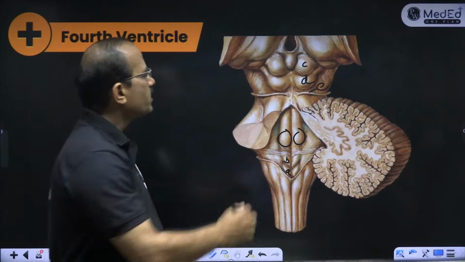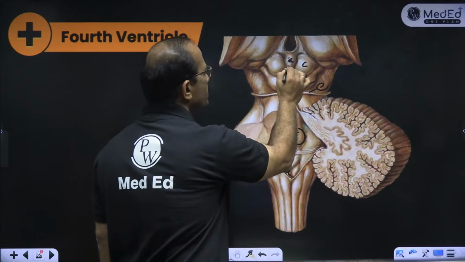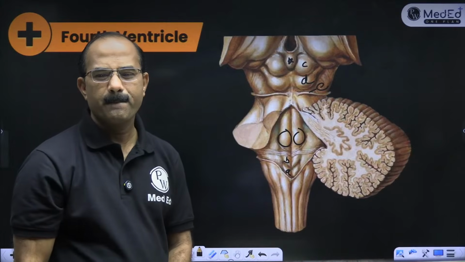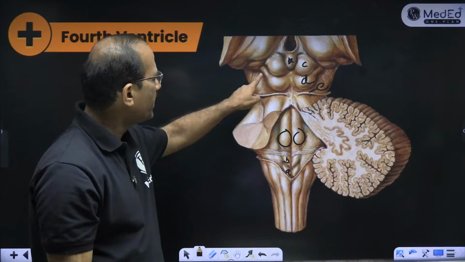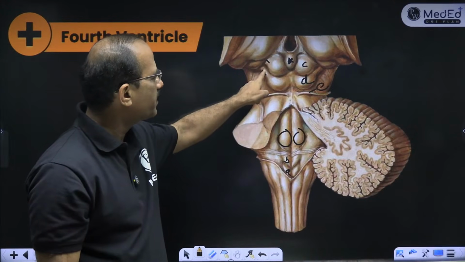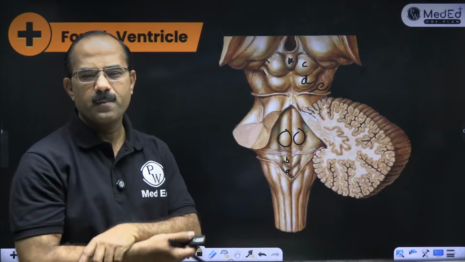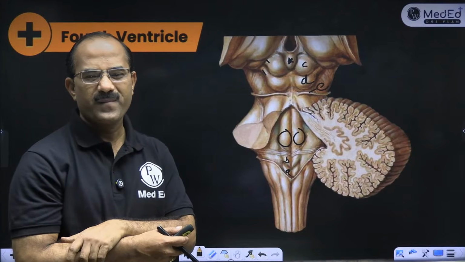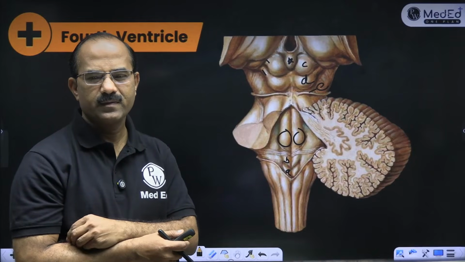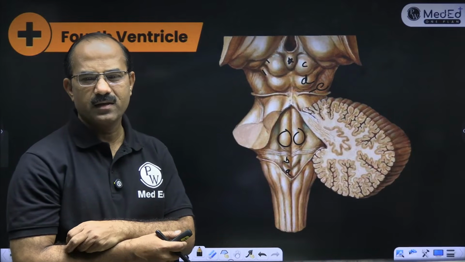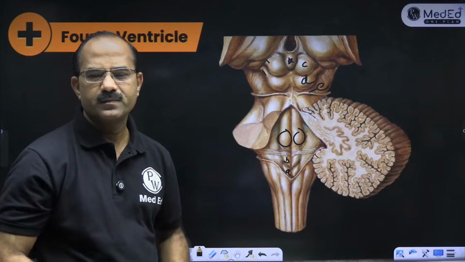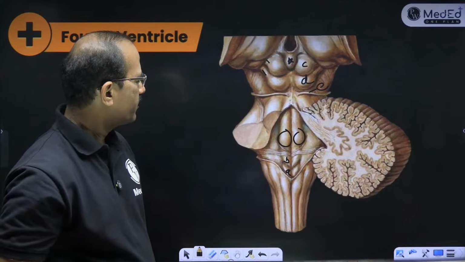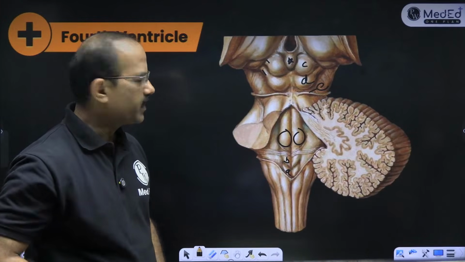Fine. What is this? What is that star? This is the brachium. What is that star? Pineal gland. That star is the pineal gland. Very good.